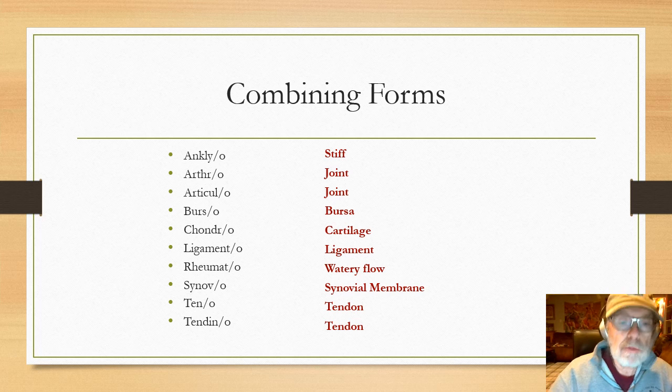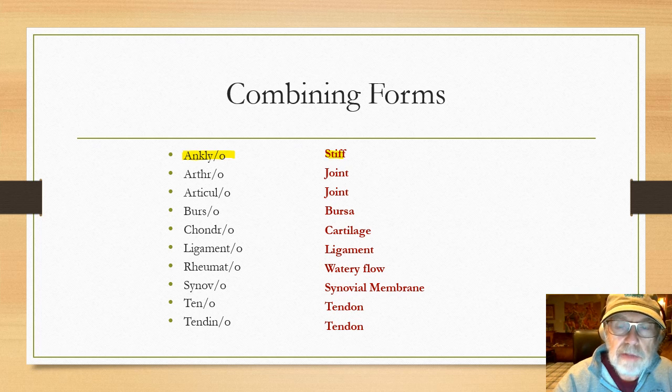Let's get some combining forms out of the way and just get some words here. Ankylo means stiff. There's a condition called ankylosing spondylitis. Spondylo means spine, and itis means inflammation, as we know. So I know it has to do with some type of spine inflammation, but what about it? It's ankylosing.